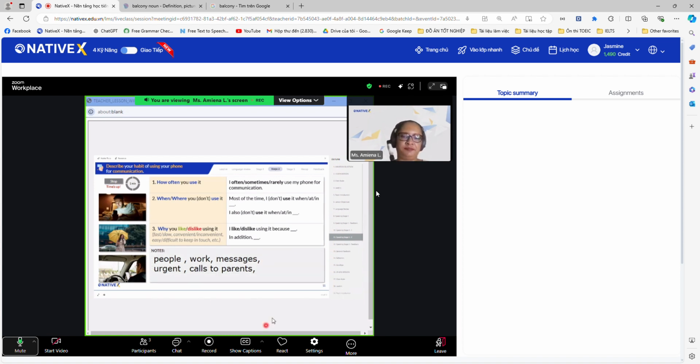I like using my phone because it is very helpful and convenient with advanced features. Besides being an efficient tool, it is a place that helps me save my beautiful memories by taking photos and videos.